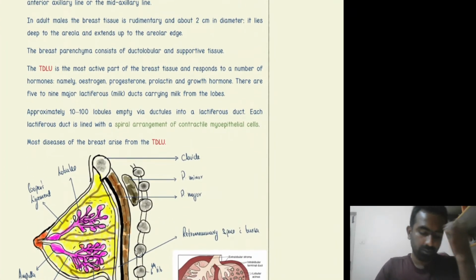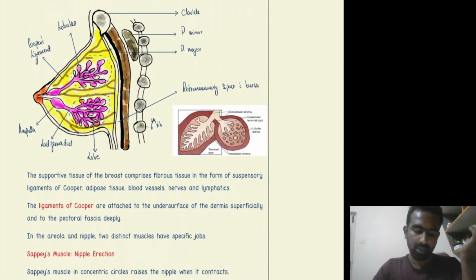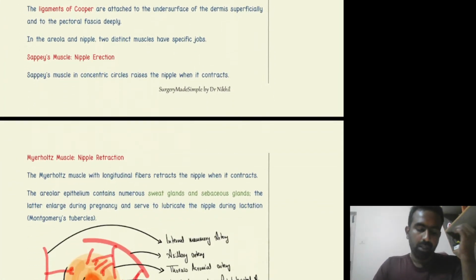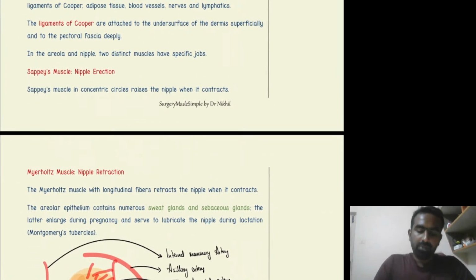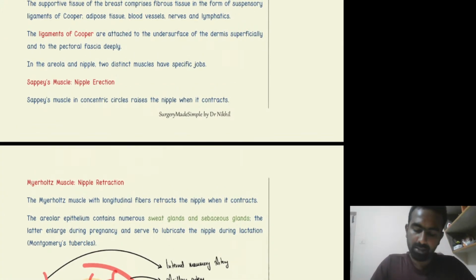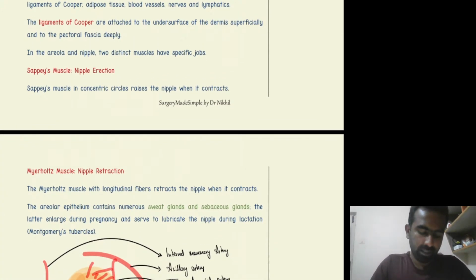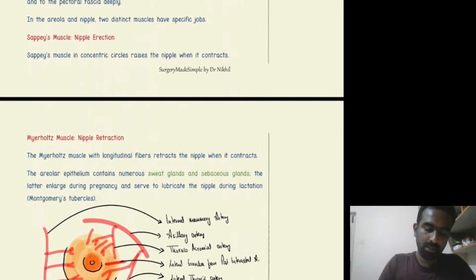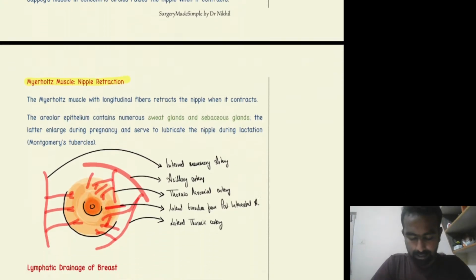The functional unit is the terminal duct lobular unit, and the ligaments of Cooper, which are attached to the undersurface of the dermis to the pectoral fascia deeply. And the two important muscles which are updated in the newer edition of Bailey are Sappey's muscle, which helps in nipple erection, and Meyerhold's muscle, which helps in nipple retraction.